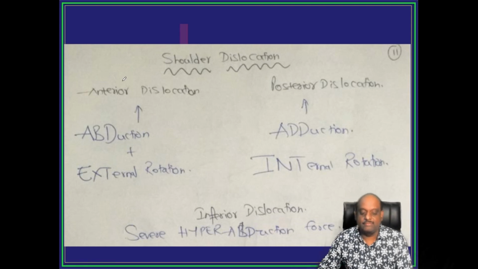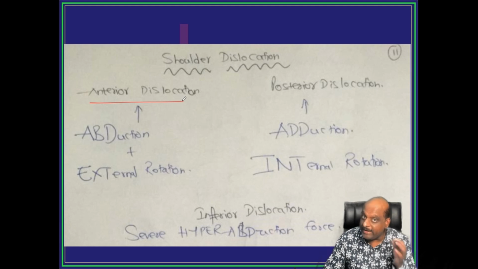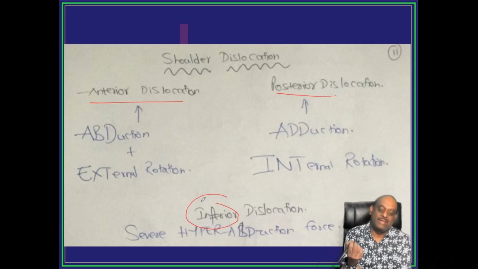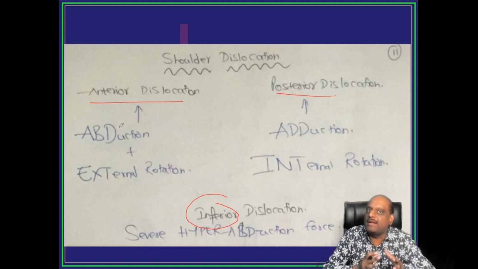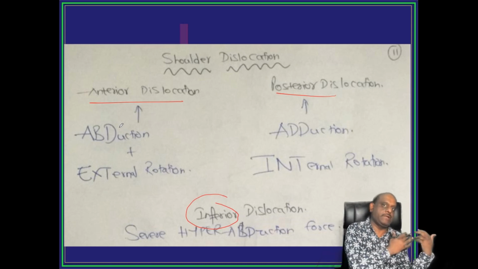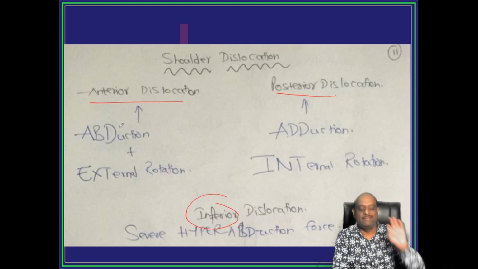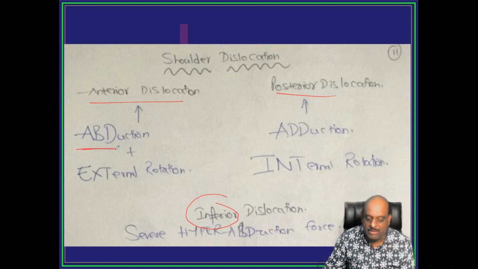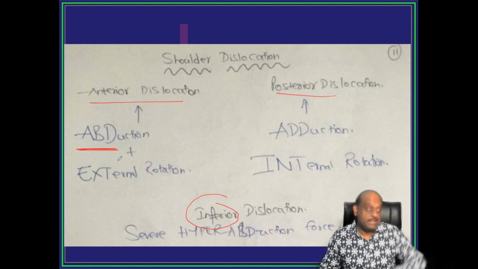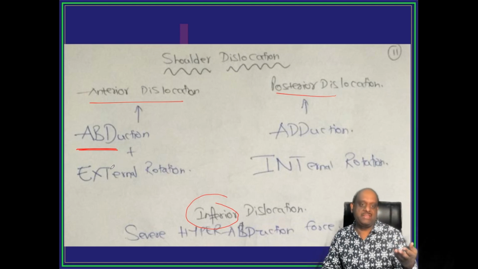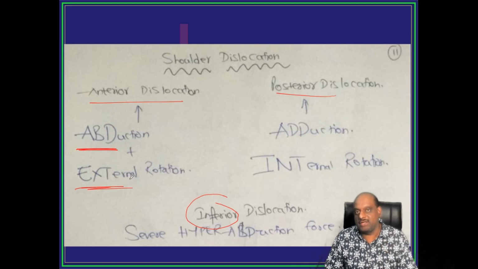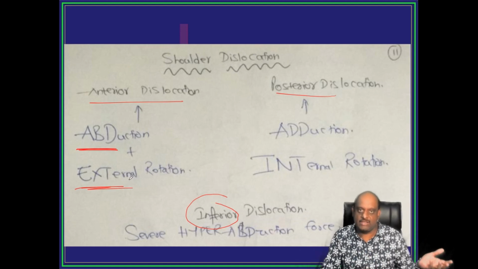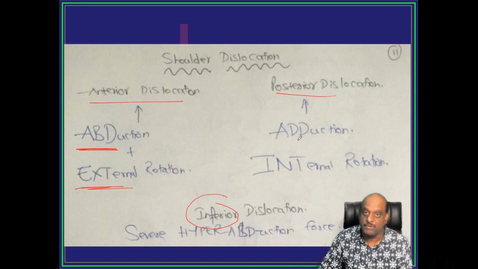Shoulder dislocation. It can be anterior dislocation, posterior, or inferior. So you should remember, what is the kind of movement that leads to the anterior dislocation, posterior dislocation, inferior dislocation? Favorite question of the examiner. Abduction, external rotation make the anterior dislocation. Abduction, external rotation, any forced abduction, external rotation lead to anterior dislocation.